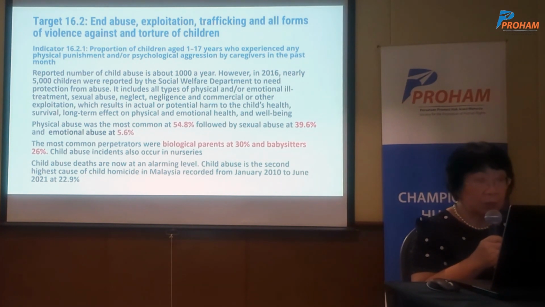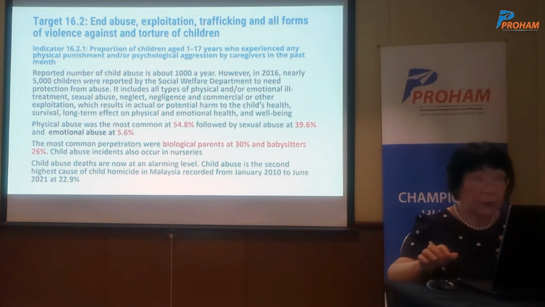Child abuse also occurs in nurseries. And child abuse death is now at an alarming level. It is the second highest cause of child homicide at 23% in 2021.